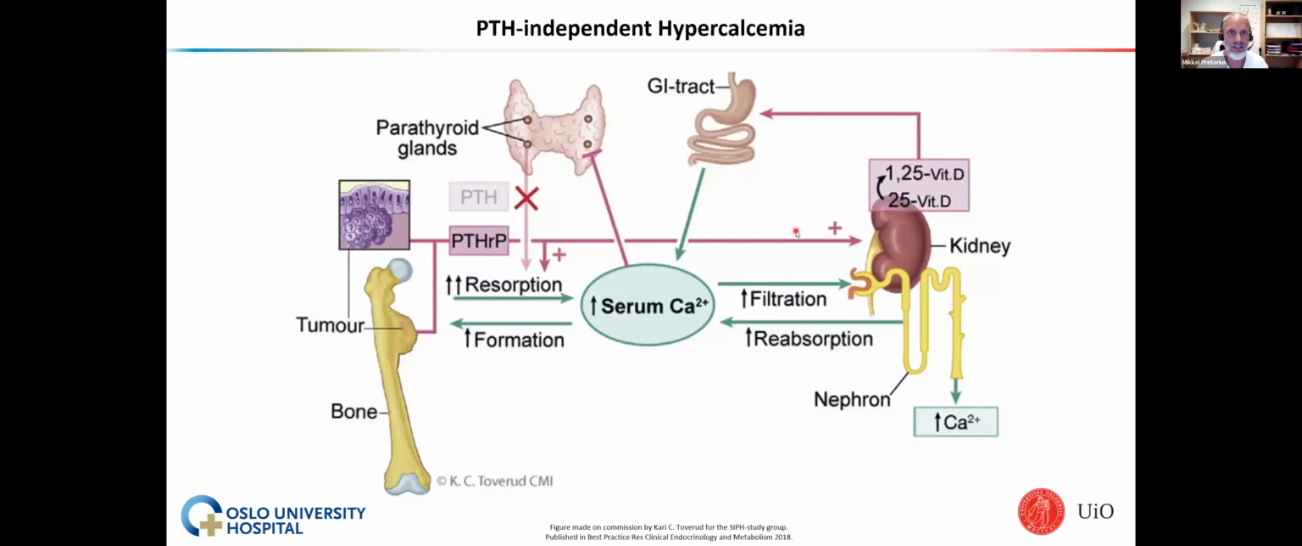We also have PTH-independent hypercalcemia. Here we have, for example, a PTHrP-producing tumor. This is a bit different pathophysiology because now we have an especially increased resorption of the bone. Generally, filtration and reabsorption is more balanced here, but this could potentially be a very devastating disease in terms of the skeleton.